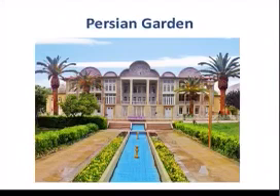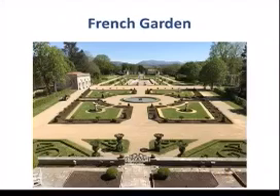Then the Persian garden. Persian garden is also a formal garden. Here you can see the symmetrical design, water feature, geometrical shapes and terminal buildings. The special features of the Persian garden are the terminal buildings and water flowing canals. French garden is also an example for formal gardens. You can see the geometrical designs, symmetrical balance and other main features of formal gardens.